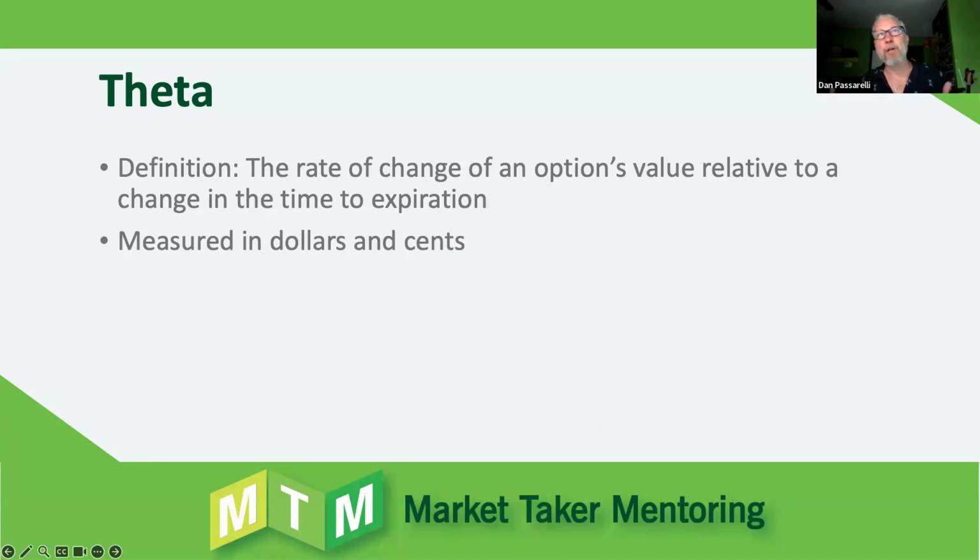That's very textbooky speak. Basically, what that means is as one day passes, all else held constant, how much does the option decay in value? And that's measured in dollars and cents. If you were to see an option's theta, if it's like 0.04, that means it loses 4 cents as each day passes. Now, again, that's one isolated bucket of what affects an option's value. There's also delta, and there's other ones too that we're going to get to. All right, so this is all else held constant.